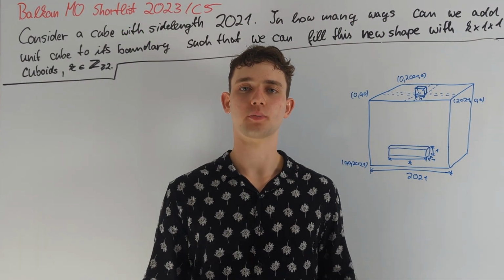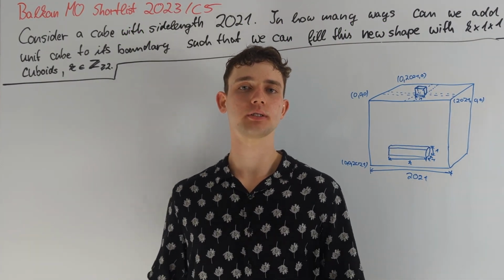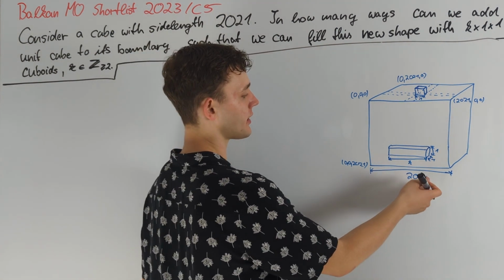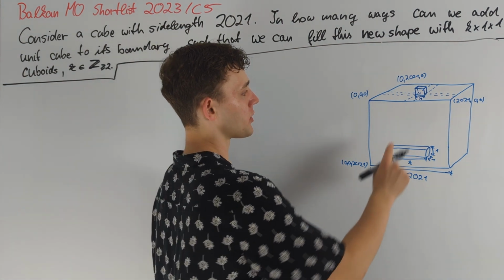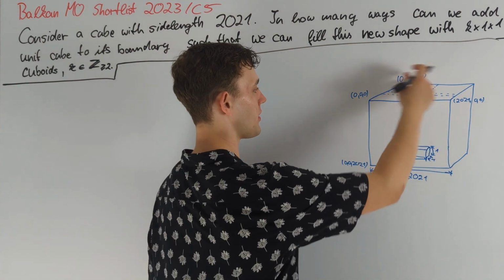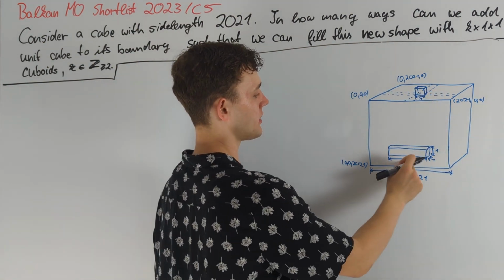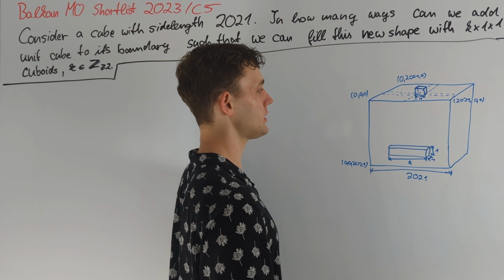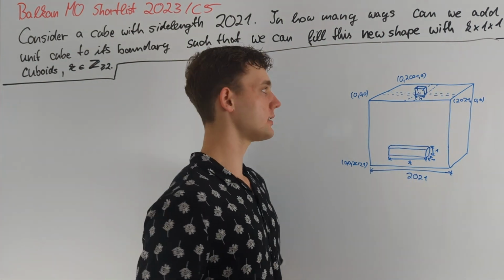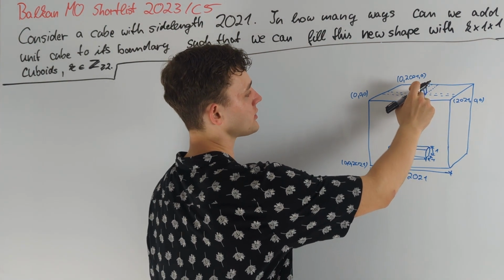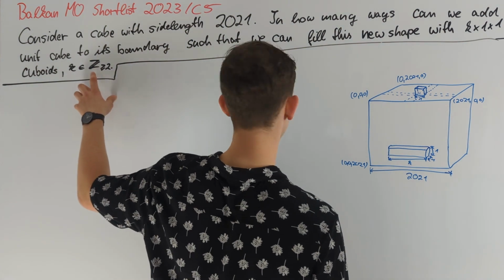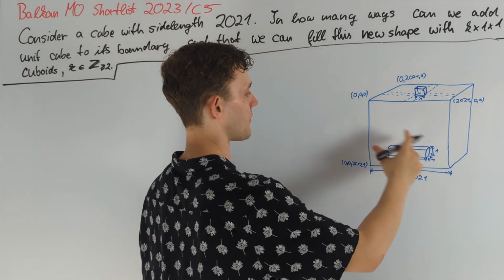Hey guys, today I want to present a solution to Balkan MO Short List 2023, problem C5. We are given a cube with side length 2021, and now we want to add a small cube with side length 1 to its boundary, such that we can cover the resulting shape with k times 1 times 1 cuboids, such that every point in this entire shape is covered uniquely. We are asked to count the number of positions of this small cube, such that there exists a k greater than or equal to 2, such that such a covering is possible.